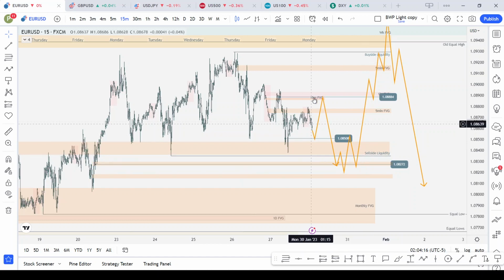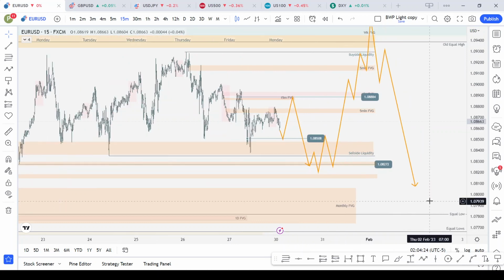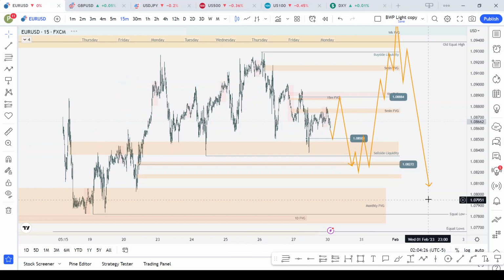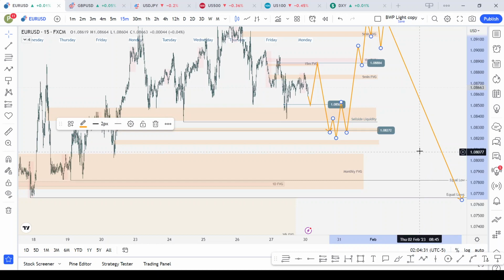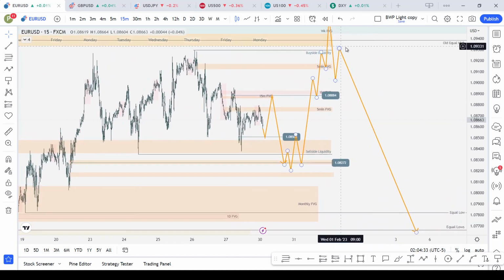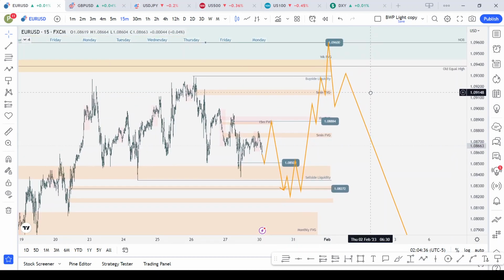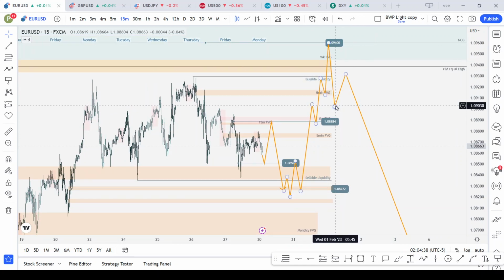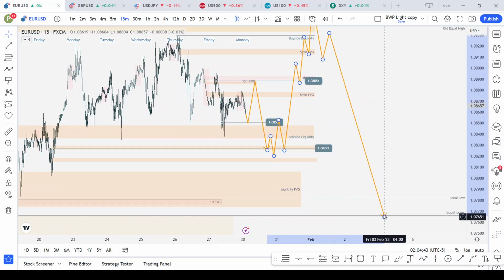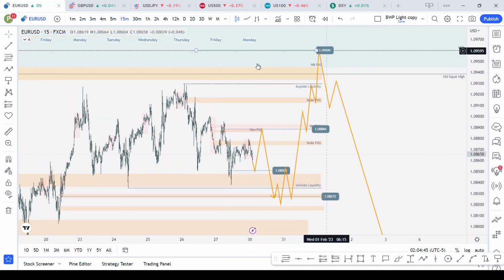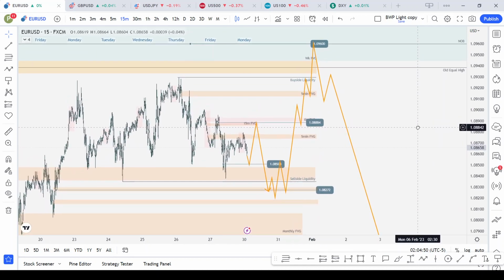But I would prefer it runs here, drops down, then forms a bottom here, rallies up, then rejects to attack all these lows. So that's what I'm anticipating for DXY for this week. I mean for EU for this week. So that supports my bullish bias on DXY.